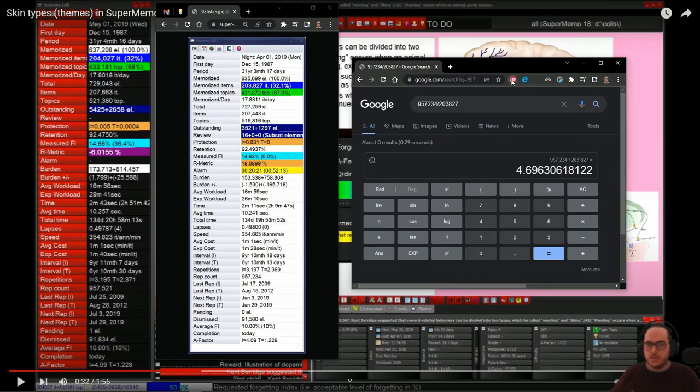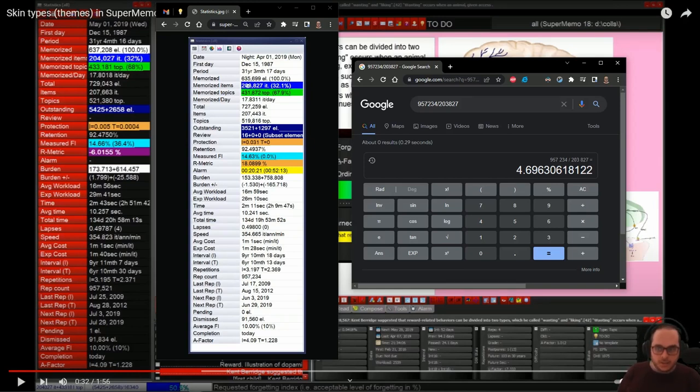So let's see that. If I do the math, how many items he has currently in the collection versus how many reps he has done, I have an average of almost 4.7 repetitions per item. Yet, he has 3.2 almost. Why this mismatch? Let's speculate again. Perhaps he has done many reps of items he deleted.